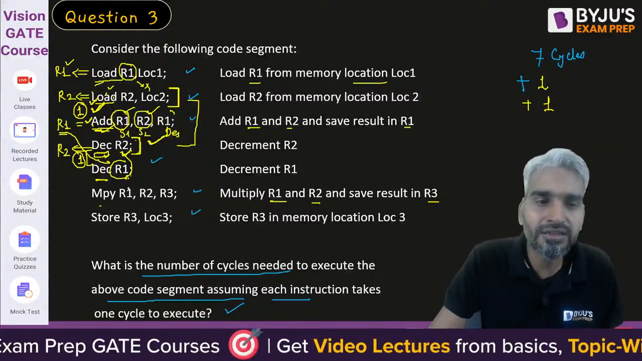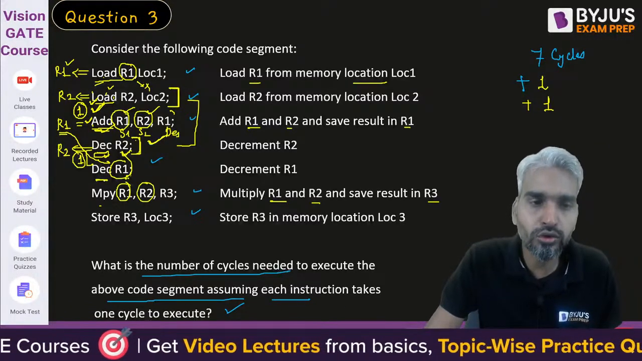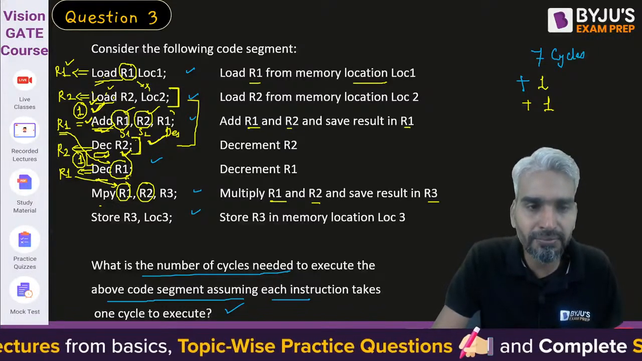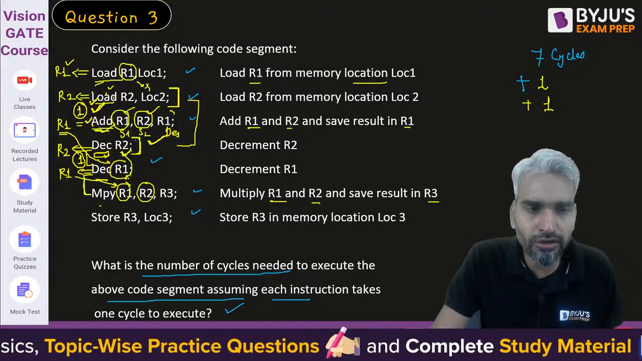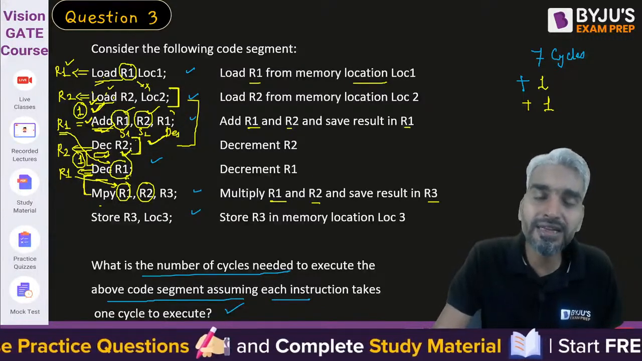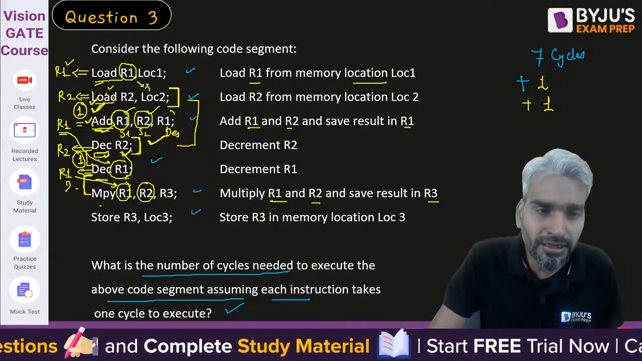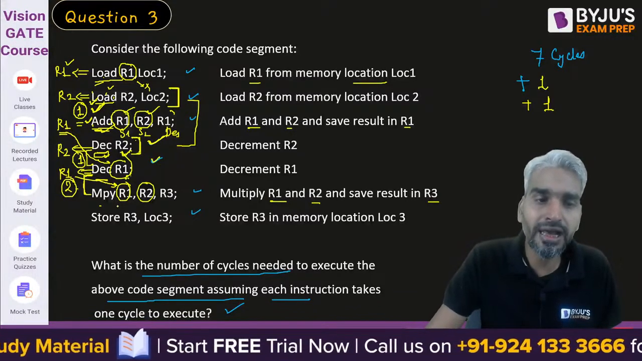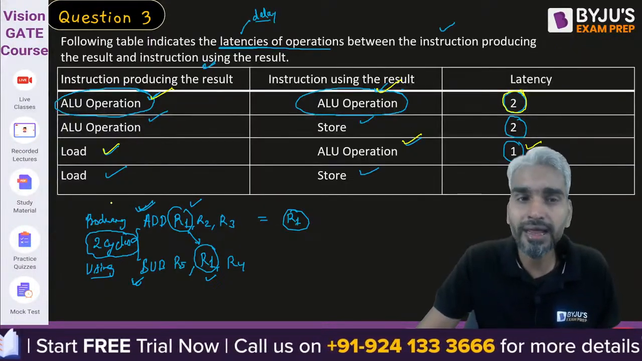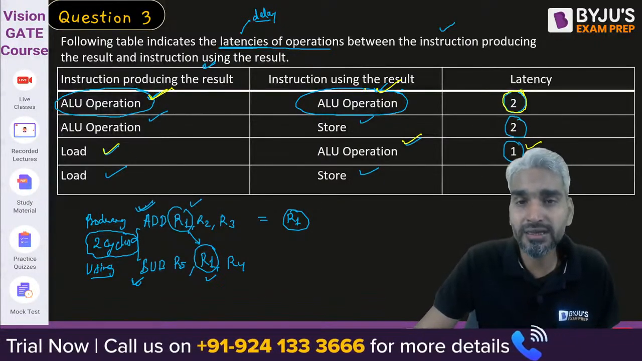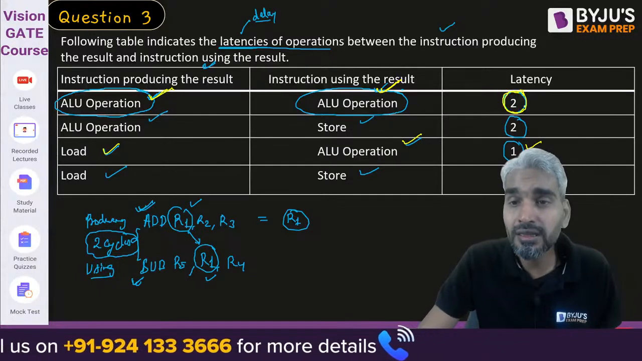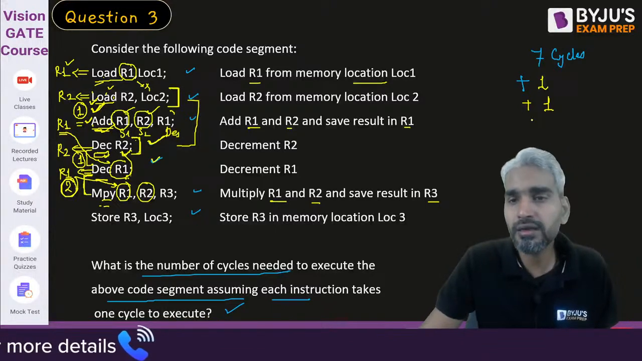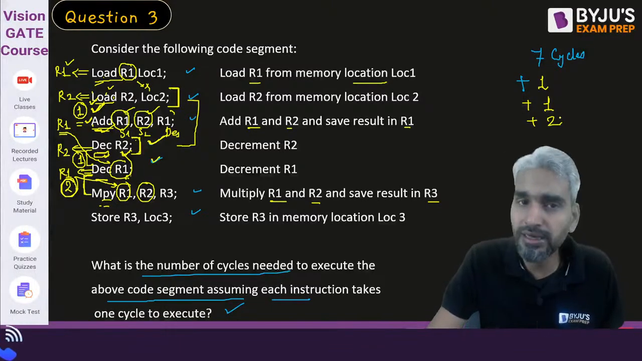Now this multiply is multiplying R1 and R2. So anyway, this is producing the result in R1. So there is a direct dependency. This multiply cannot be executed immediately after this decrement R1. There must be a delay of 2 cycles between this decrement R1 and this multiply, because both of them are ALU. If one ALU operation is producing the result and another ALU operation is using that result, then there must be a delay of 2 cycles. So again, the delay of 2 cycles will be included.